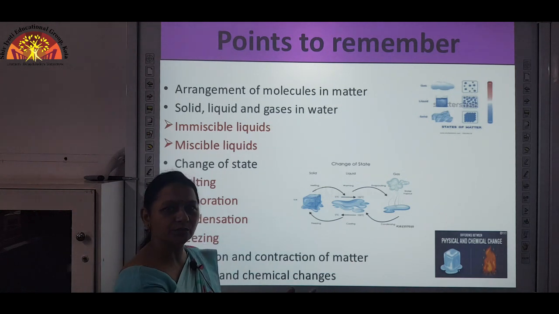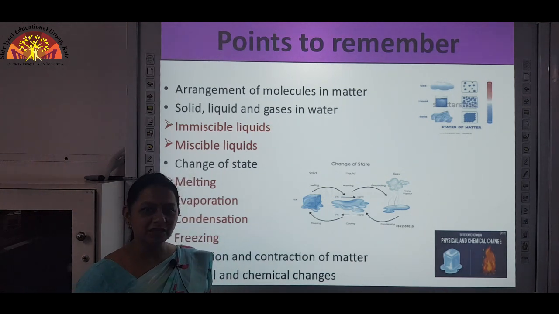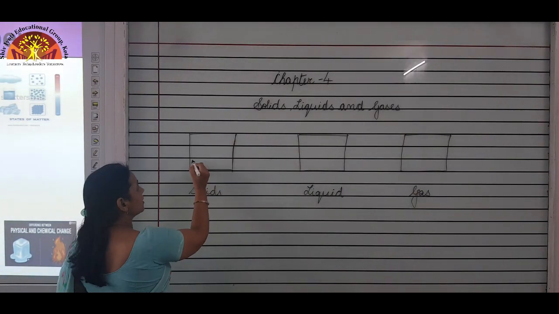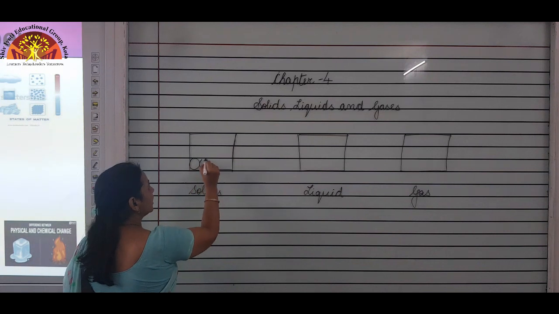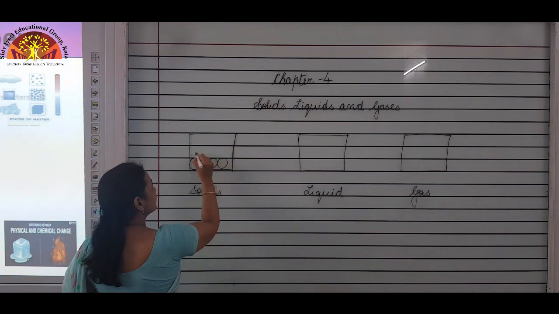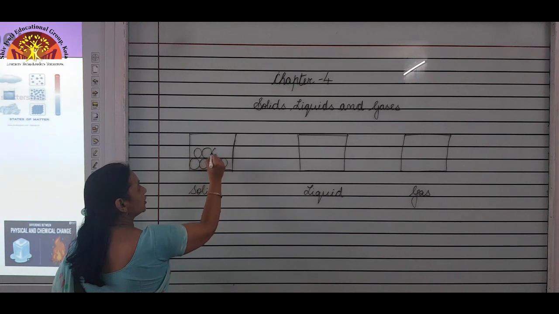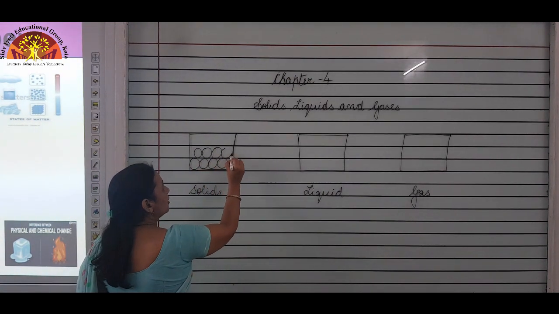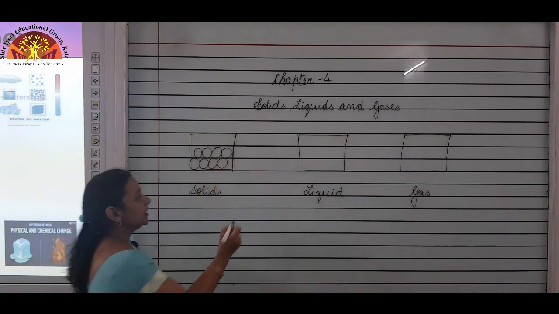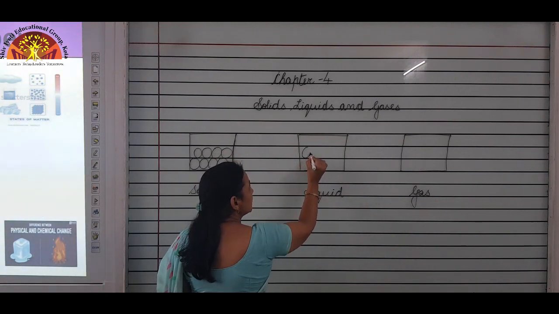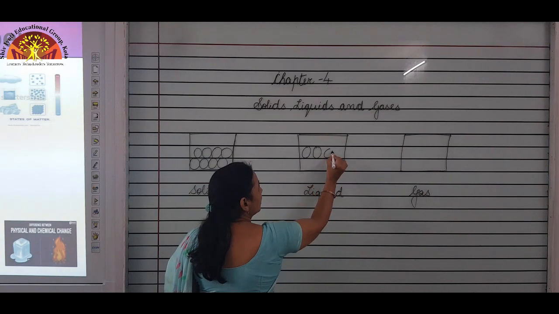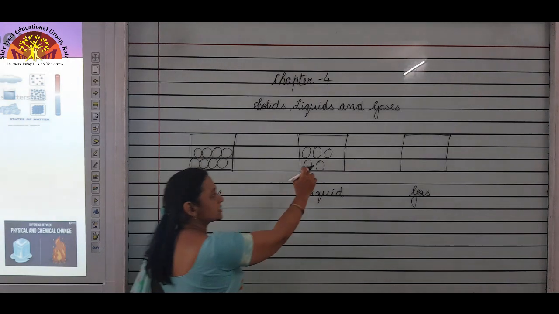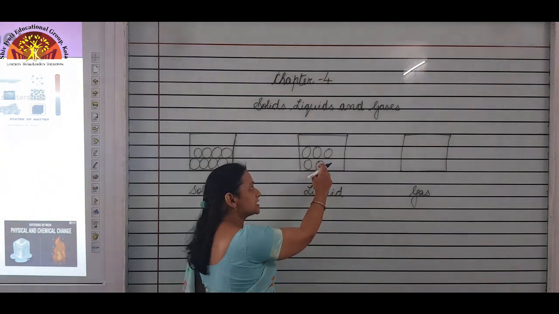I will explain the arrangement of molecules on the blackboard. Now children, the molecules in solids are very closely packed. As you can see here, there is no intermolecular space between the particles, and the particles are very closely packed. Now in liquids, you can see the molecules have a little bit of space in between. The intermolecular space between the molecules is present.